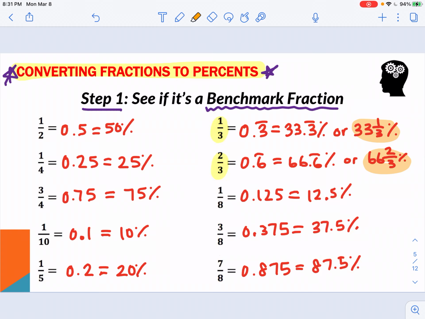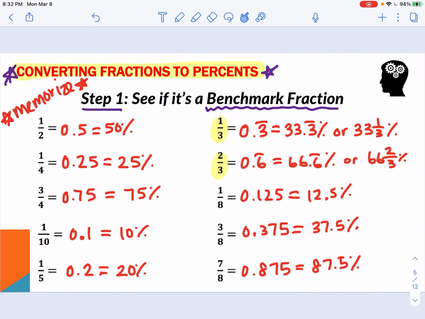So if you need to, take a moment to pause the video and make sure you have these written down and that you memorize these. And I'm actually going to put a note here, memorize and learn these. All right. So step 1 is to see if it's a benchmark fraction.